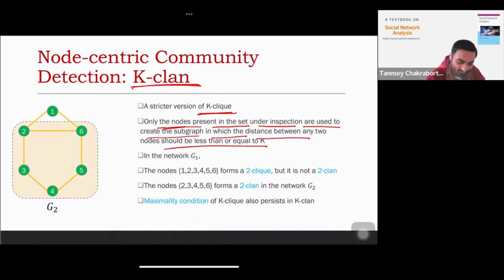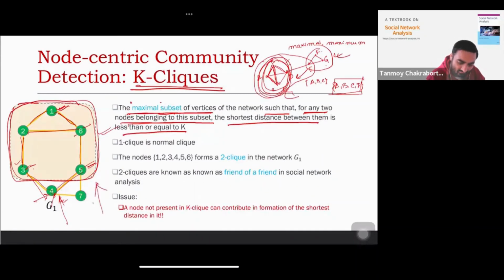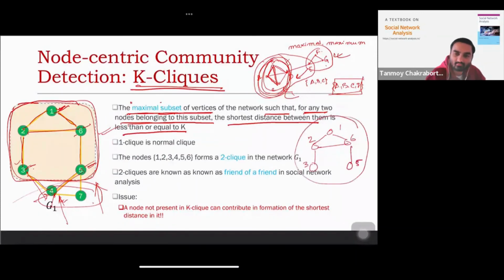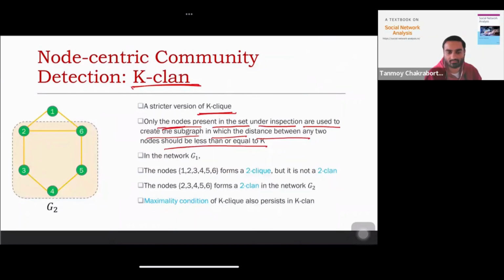For example, in the previous case, when I consider these 5 nodes, I should ignore the 2 other nodes, right? So I should create an induced subgraph which looks like this. And now on this, you measure the shortest path. If you measure the shortest path on this network, then you see that for 3 and 5, the shortest path distance is 3. So this is not a K-clan according to the definition.